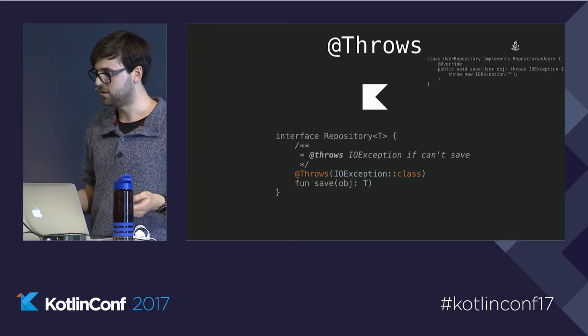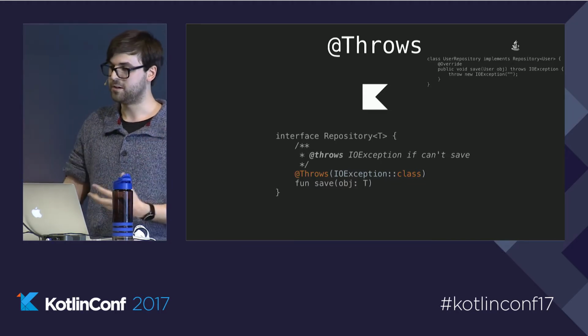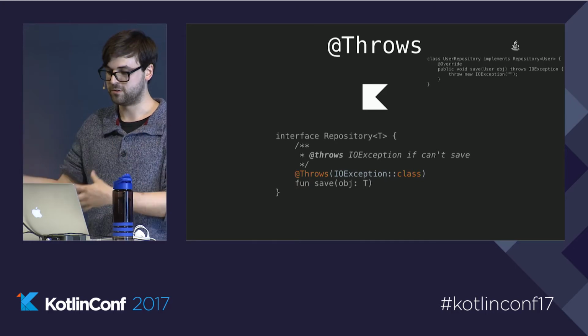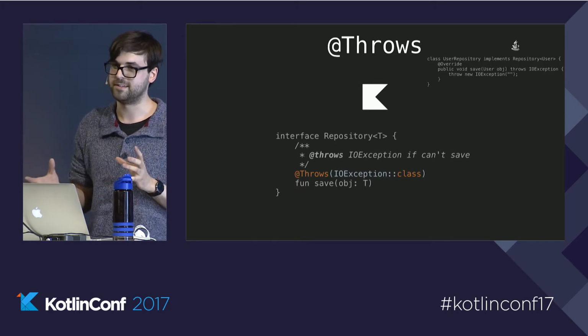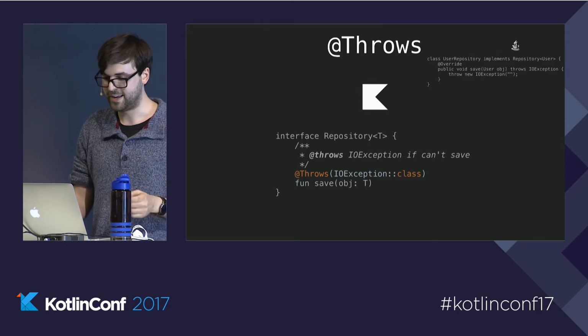We wouldn't be able to implement this in Java and throw I/O exceptions when we hit situations where we can't save otherwise. So if you're writing Kotlin abstract classes or interfaces, and you mean for a Java consumer to implement them, you should always be cognizant: am I expecting anyone to throw a checked exception? If I am, I should definitely annotate it. Otherwise, it's going to be totally broken for them. They're not going to be able to use it.